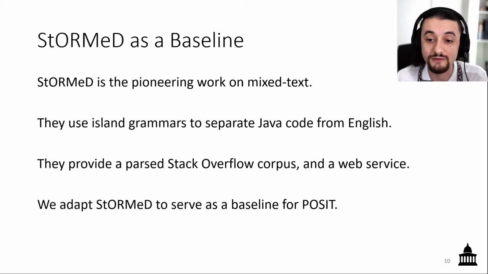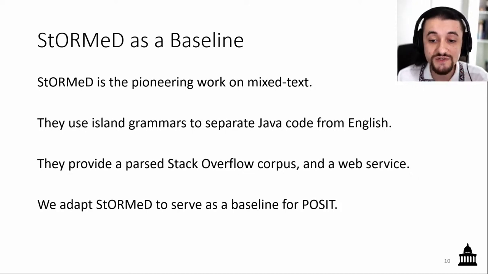Ponzanelli et al. are the mixed text pioneers. Their tool, Storm, uses an island grammar to handle Java snippets surrounded by natural language. It relegates English to water and parses the Java snippets. They provide Storm both as a web service and as a parsed corpus of Stack Overflow Java posts. Storm solves a different but related problem to POSIT. Both segment mixed text. Storm parses the Java but leaves the natural language for other tools to consider.